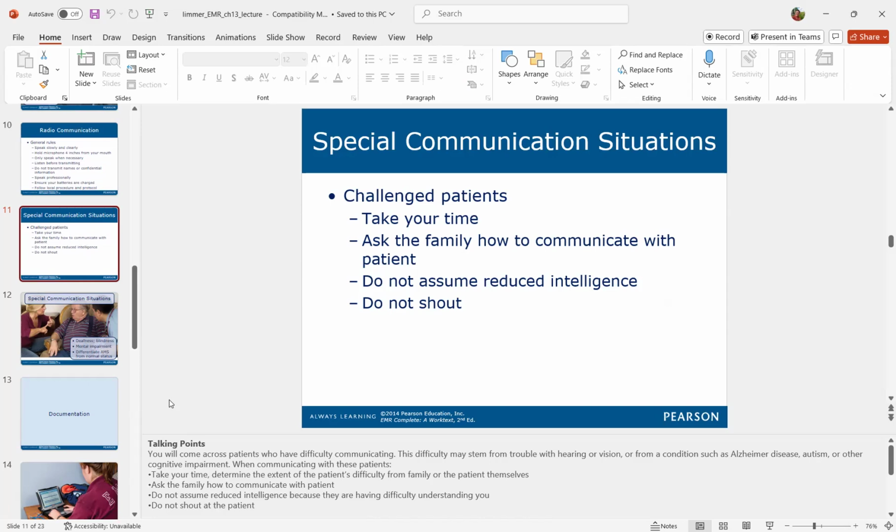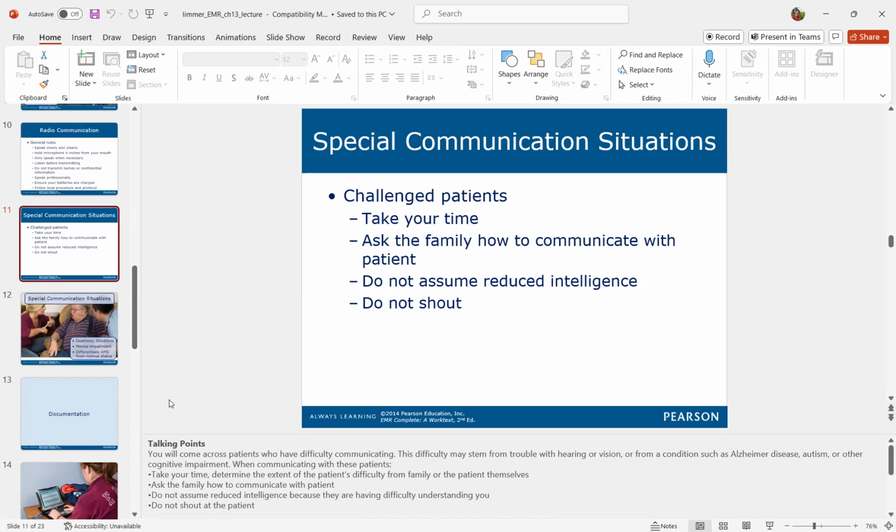Is this normal for them? Like, is this their baseline or is this different? Like if they're having a stroke, is this the new onset of symptoms or was this what they were like before you called 911? Ask the family how to communicate with the patient. They're going to know how to best communicate with that patient.